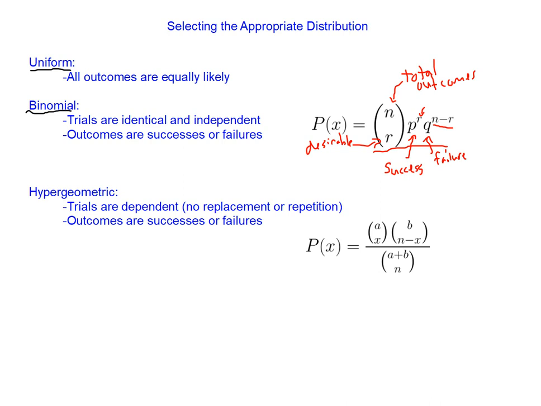And again, the outcomes are classed either as failures or successes. The equation looks like this. P at x equals a choose x. So again, a is the total number of successes. And x in this case is the desired number of successes.